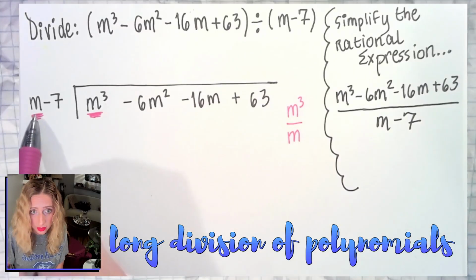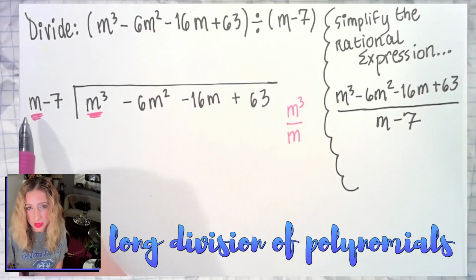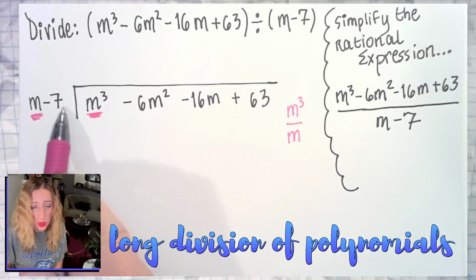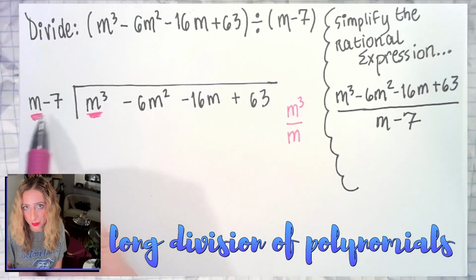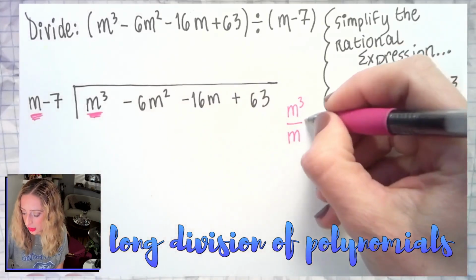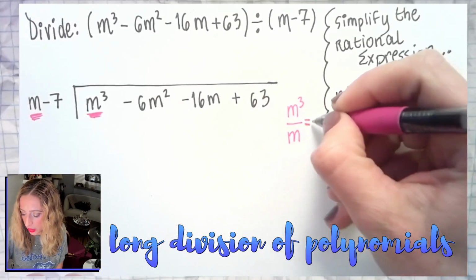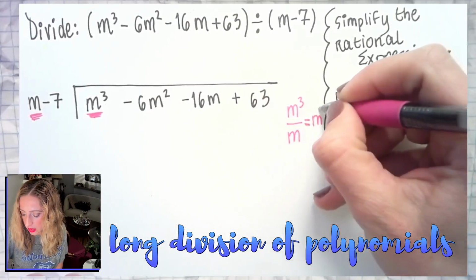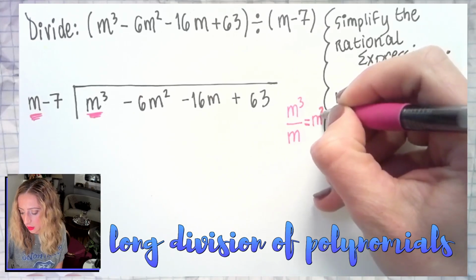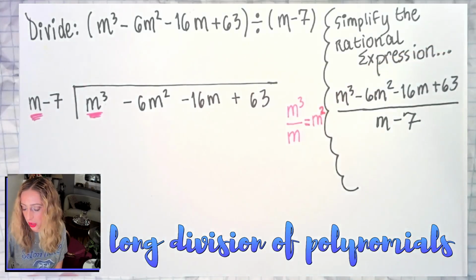Sometimes your leading term out here is not going to be just m. It might be m². And if it was m² minus 7, you would need a 0m placeholder. Now when I divide these, I end up with m².